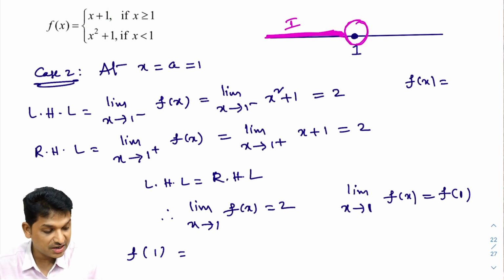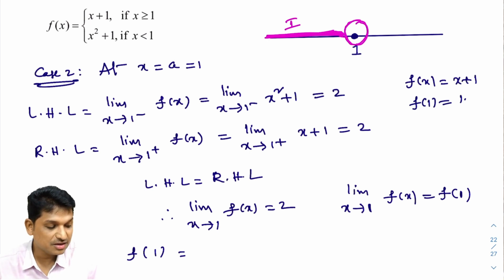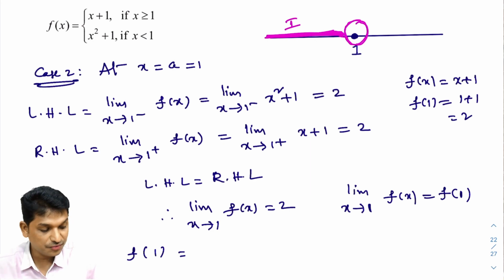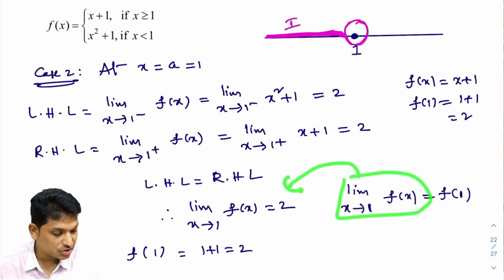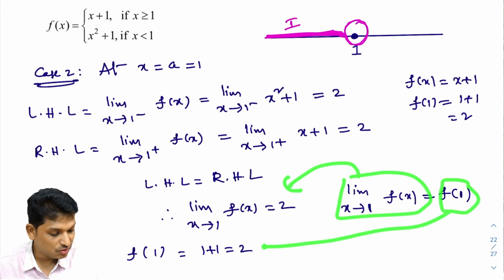F of x is what here? F of x is x plus 1. What is f of 1? In this, in place of x, you write 1. 1 plus 1 is 2. So finally, f of 1 is 1 plus 1, that is 2. I calculated this value, I got 2.